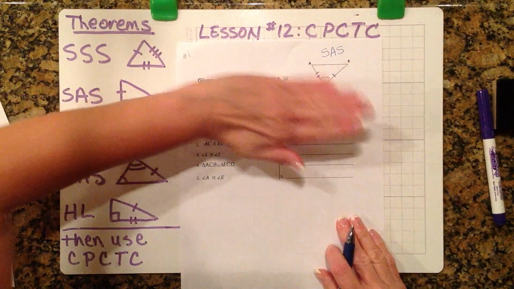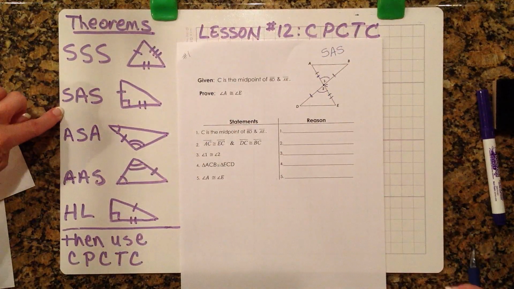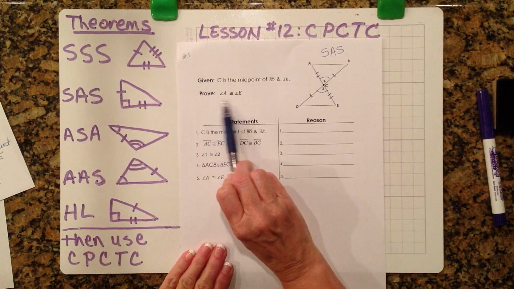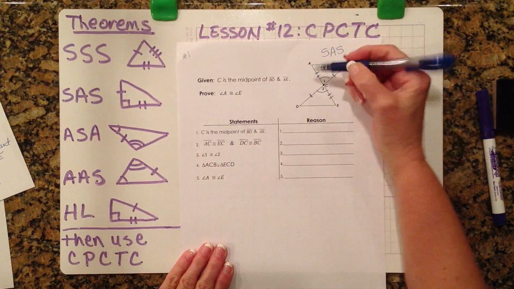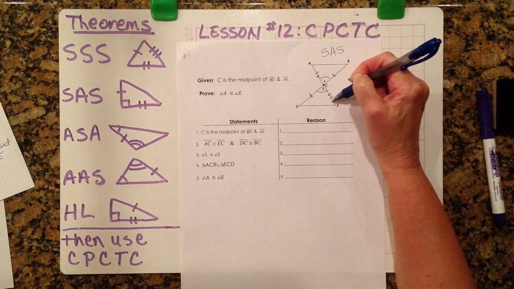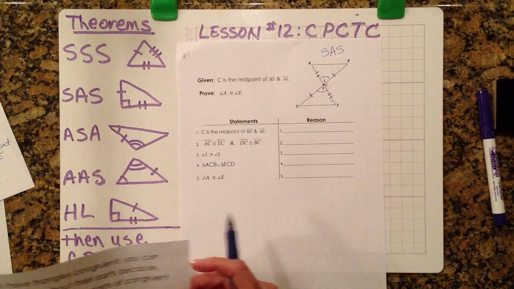Right there. So I'm going to use SAS to prove that they're congruent. But look at what my proof is asking me. My proof line is saying A and E are congruent. Okay, that's not part of my SAS.